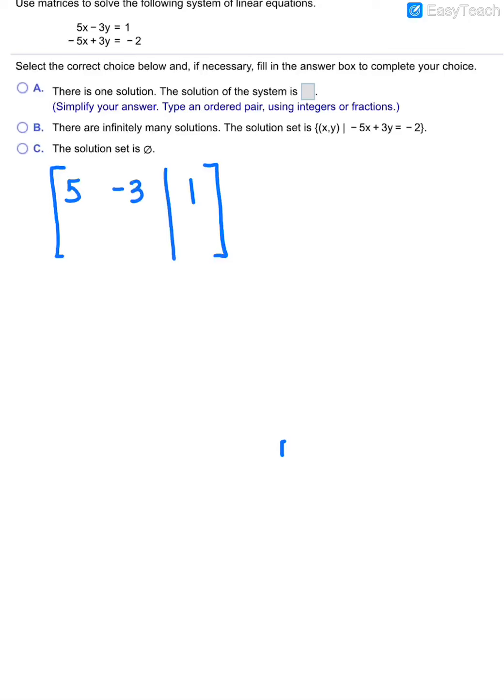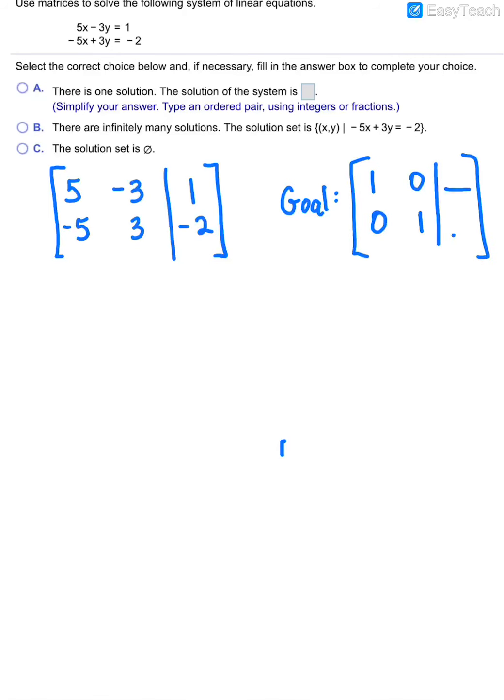On the second equation, I have a -5 in front of the x, a 3 in front of the y, and -2. And remember that your goal is to get a 1 in the top left corner, and then we'll try to get a 0 below it, a 1 over here, and a 0 above it. If we can do that, then our values for x and y will be sitting on the right-hand side.